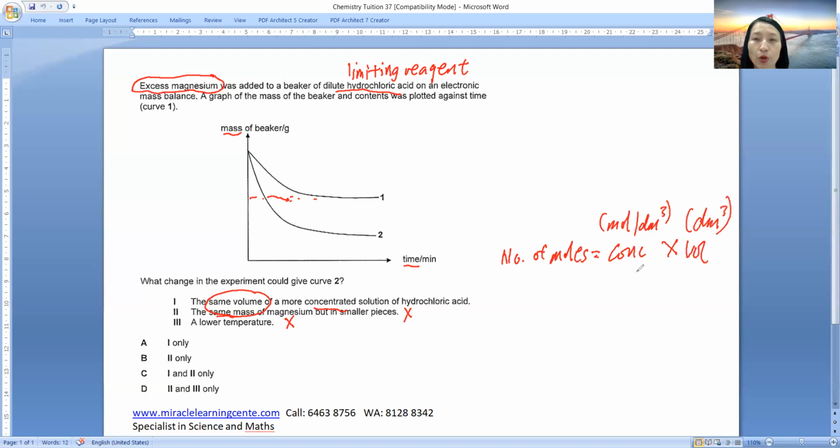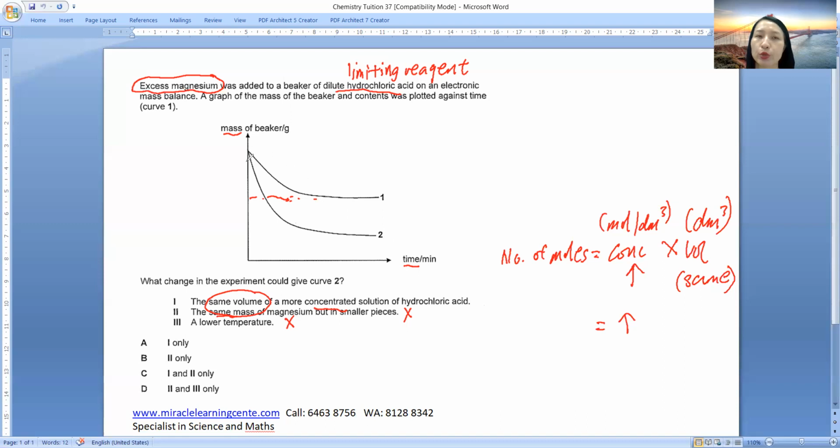Okay, since it's more concentrated, and the volume remains the same, since there is a higher concentration, the number of moles will also increase. That means the amount of products formed during the reaction will be more. So more gas will be given out. Hence, the mass decrease will be more, and hence, there is a greater drop.